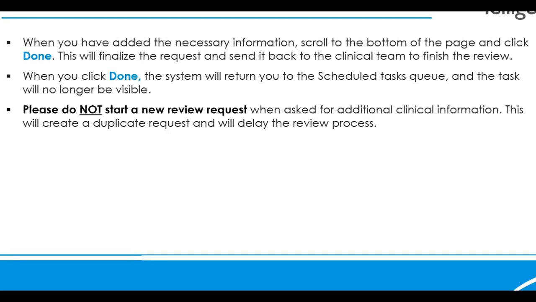Anytime you see a request for information task, please start that task and do not start a new review request. It's just a lot of extra work for you to build a whole new review when all we need is a couple pieces or some more clinical information so that we can go ahead and complete that review. So just go ahead and start the task, attach the extra information and click Done, and then send it back to us so we can finish it.